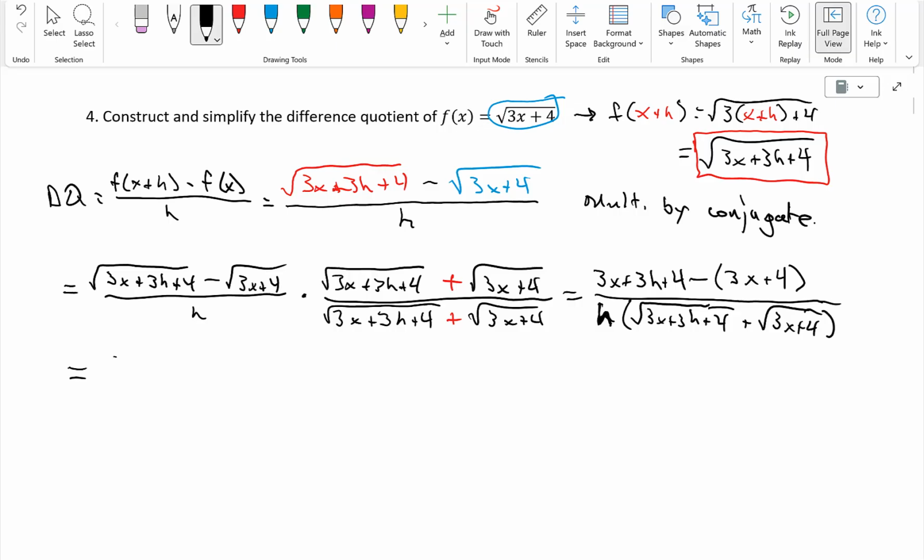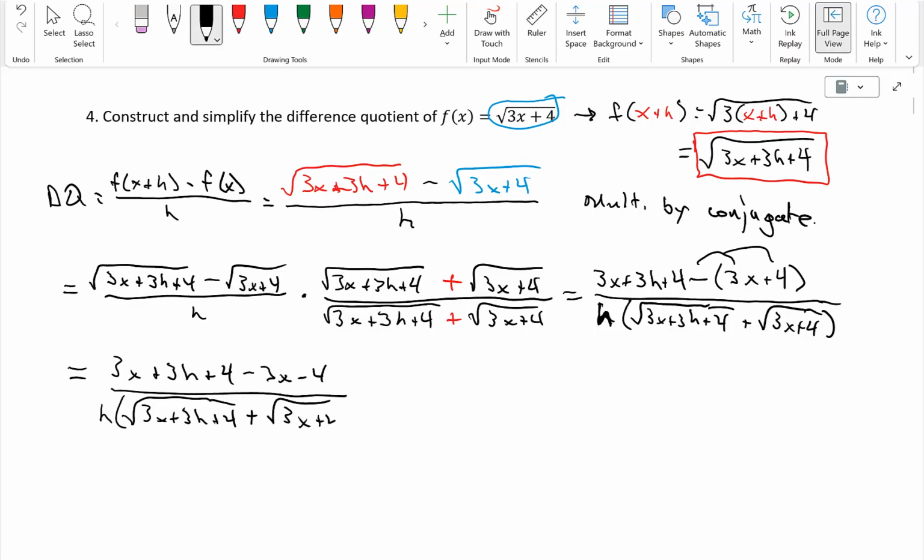All right, and so we can distribute in the numerator. We get the 3x plus 3h plus 4 minus 3x minus 4 as we distribute that minus 1 through. All over our denominator stays the same. We want to leave that factor of h times our square roots, 3x plus 3h plus 4 plus the square root of 3x plus 4. In the numerator, we can see the 3x and minus 3x would go to 0, the positive 4 and minus 4 go to 0. And we're left in that numerator with just a 3h term over our denominator h times our quantity, square root 3x plus 3h plus 4, plus square root of 3x plus 4.